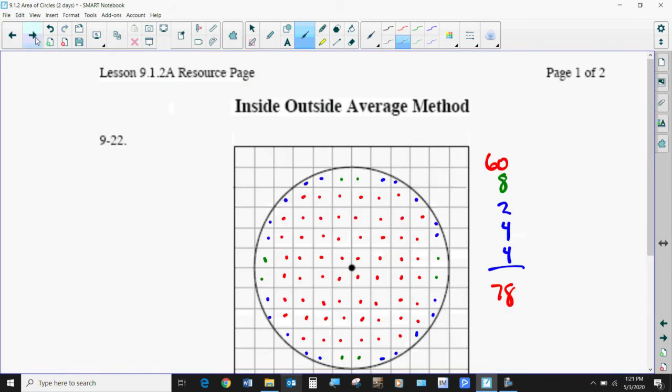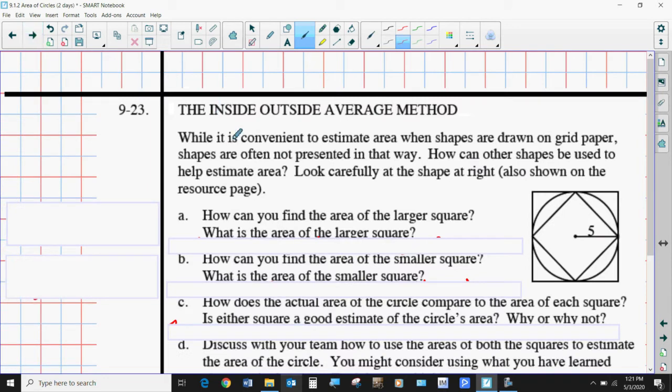All right, now let's get into the meat of this lesson today. While it is convenient to estimate area when shapes are drawn on grid paper, shapes are often not presented in that way. How can other shapes be used to help estimate area? So look carefully at the shape at the right. Do you notice what we have here is a larger square on the outside, and a smaller square on the inside, and the circle fits inside the larger square.